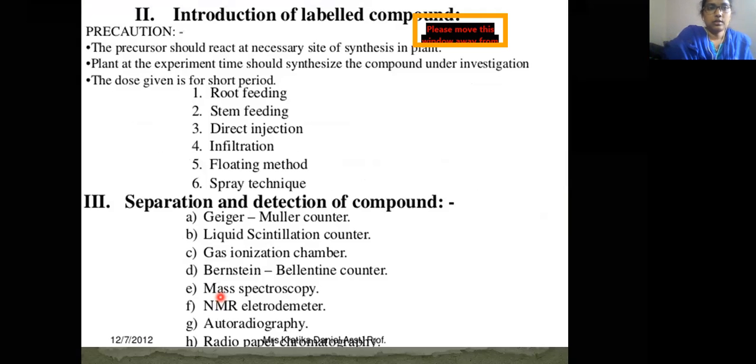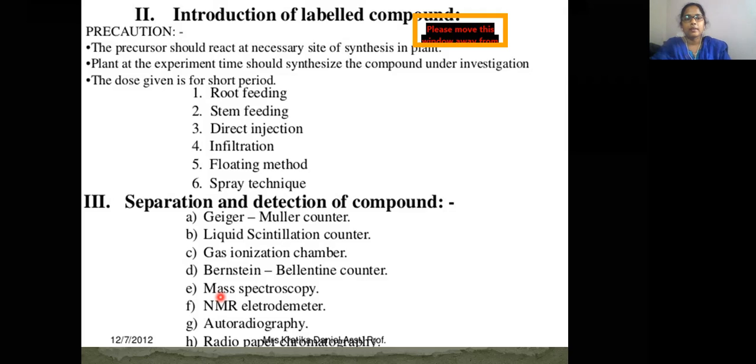Next, precautions. The precursor should react at the necessary site of synthesis of the plant, and the plant at the experiment time should synthesize the compound under investigation. The dose given is for a short period.